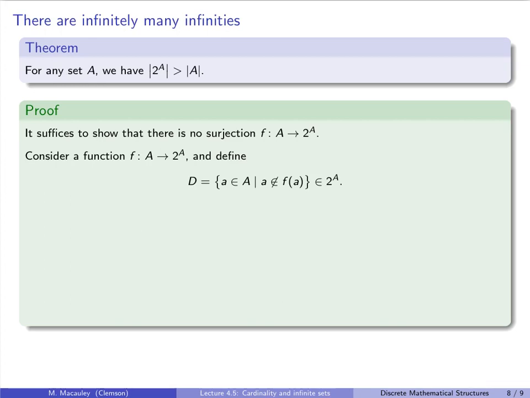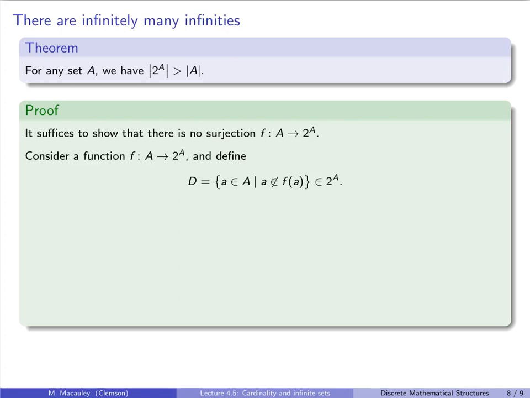And here's how I'm going to do that. I will define the following set. So let's let D be the set of elements a in A with the following property: a is not in F of a. So that's a subset. In other words, it's an element in the codomain. And I'm going to show you that it's not in the image.